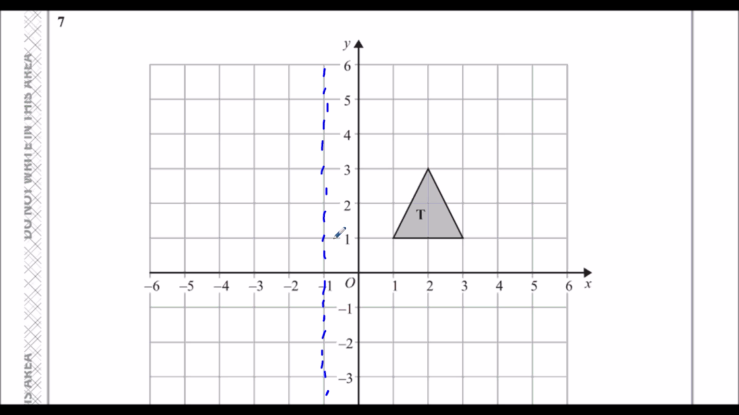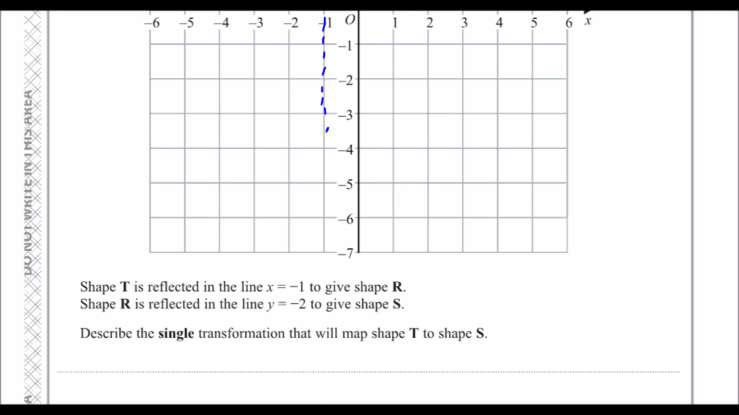And we're going to reflect it, so this bottom corner is 2 away from the line, so it'll be 2 away on the other side. The bottom right corner is 4 away, so it's going to be 4 away on the other side of the line, and the top point is 3 away, so 1, 2, 3. So that makes shape R.